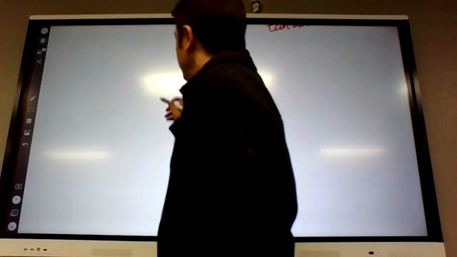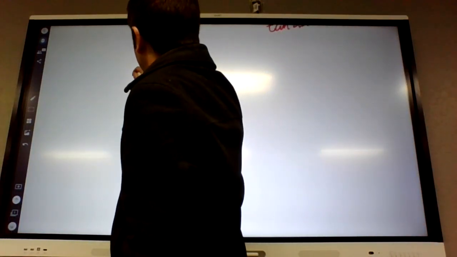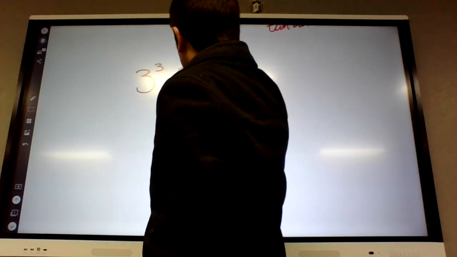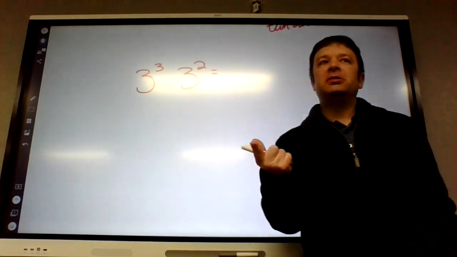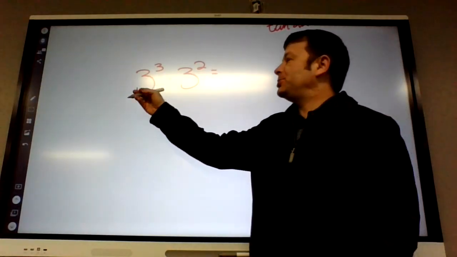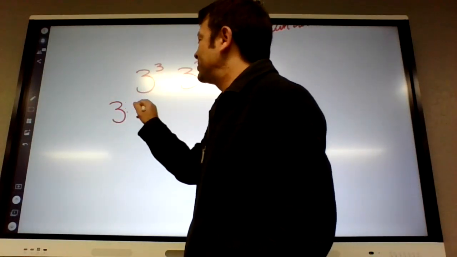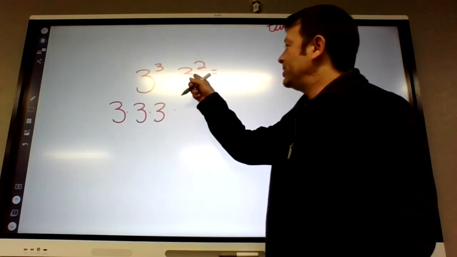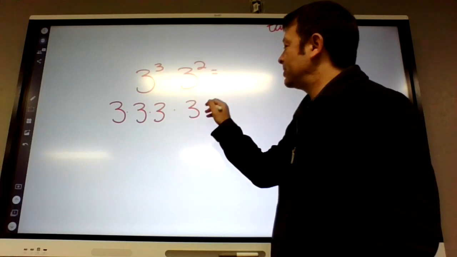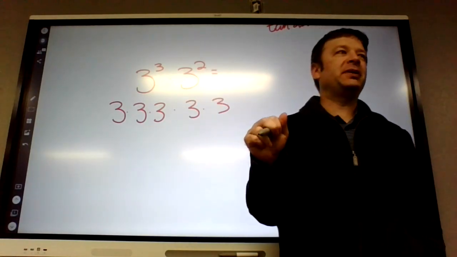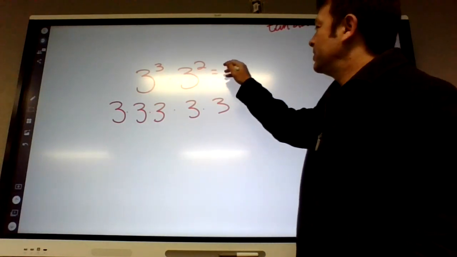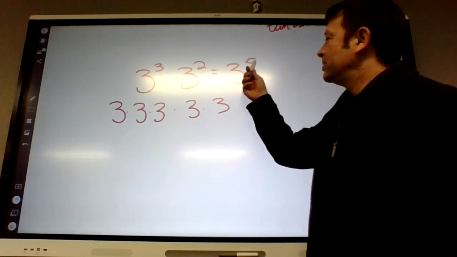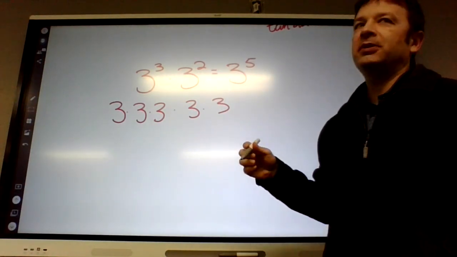Alright, so when we're multiplying 3 to the third times 3 to the second, what would that equal? Well, this means 3 times 3 times 3, right? And this means 3 times 3. So how many 3's are we multiplying together? 1, 2, 5. So what happened with our exponents here? They added together. So that's 3 to the fifth.